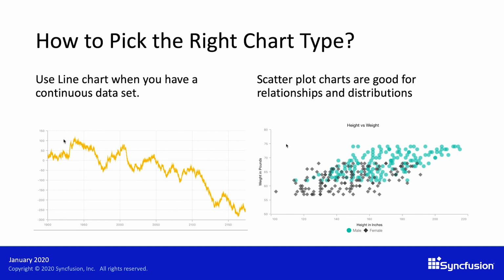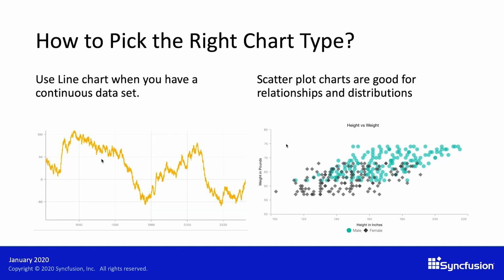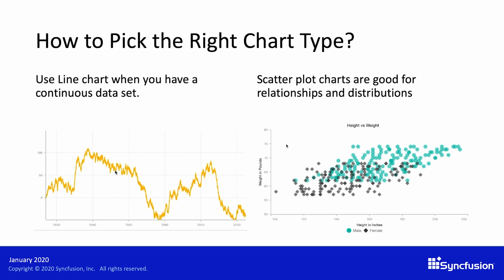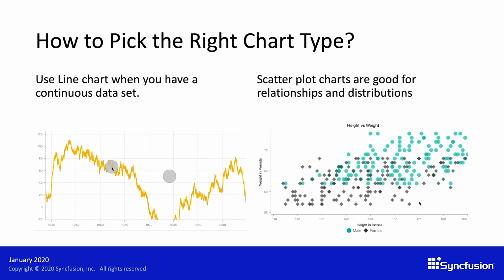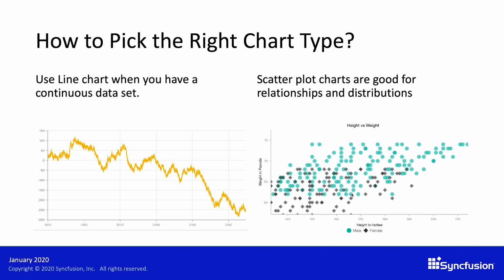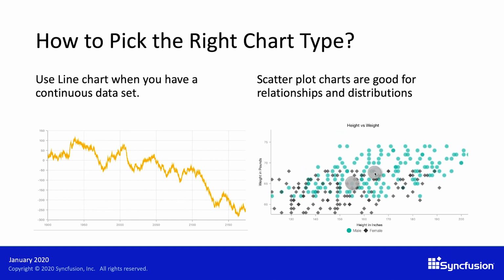Visualizing raw data is important in any application so that you can quickly and clearly understand a large quantity of data and compare different kinds of data sets. One of the most commonly used chart types is the line chart when you have a continuous data set. Sometimes we have relationship and distribution data sets. At that time you can use the scatter plot chart, which is good for relationship and distribution data sets.